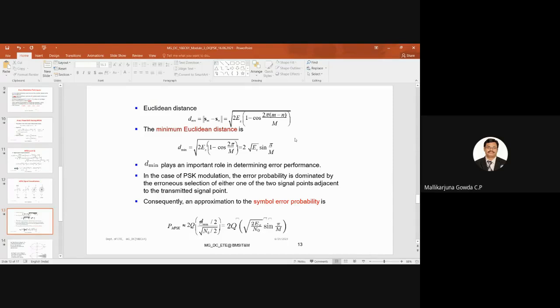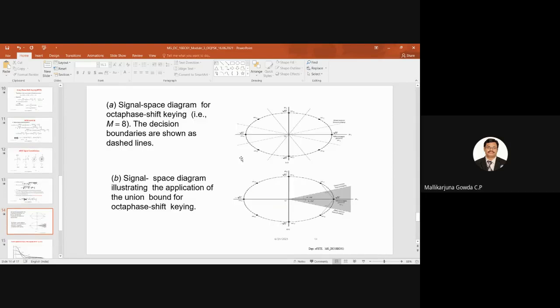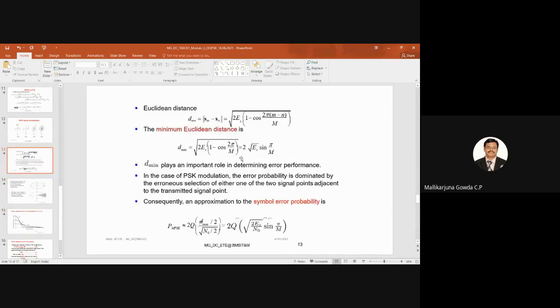This is the expression for the symbol error probability for M-ary PSK. So this is what the expression is, Euclidean distance. I think I will skip this part. You take your time and try to understand. If there are any difficulties, I can help, because I'm not going to derive it step by step.